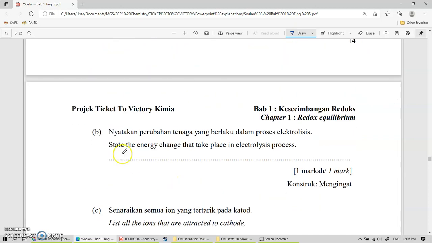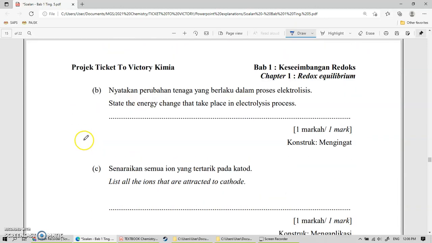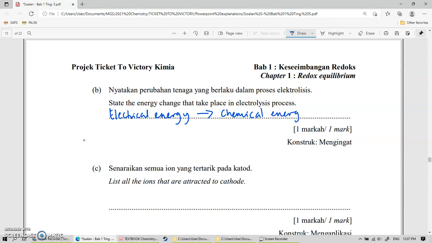Okay, let's continue. State the energy change that takes place. So in this question, it is the electricity. Electrical energy is the electricity that causes the chemical reaction. So electrical energy changes to chemical energy.